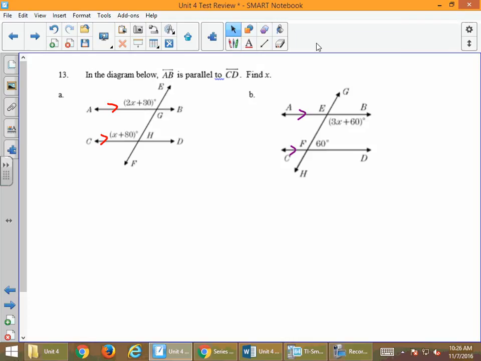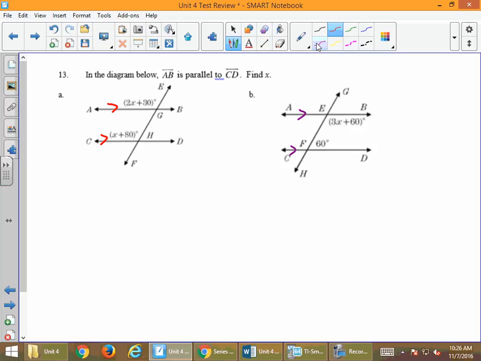So remember, think back to those ones: alternate interior, alternate exterior, same side interior, corresponding angles, vertical angles, linear, all those good things. We're looking at A here. What sort of relationship do these two have? What is their special name? Of those 6 that I said, what type are these? Eric, they are corresponding angles. They are sitting in the same corners. The top one up here on AB is sitting in the upper left quadrant. Over here is the upper left quadrant, the same corners.